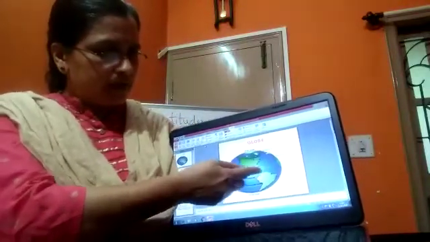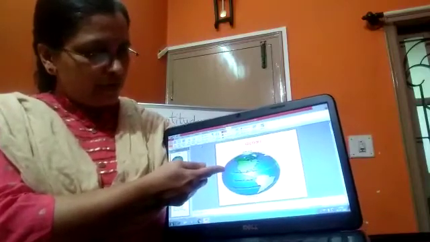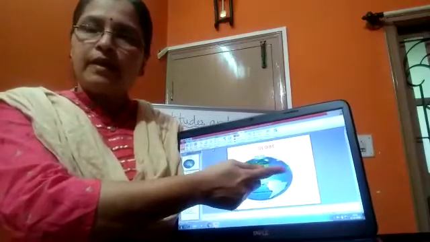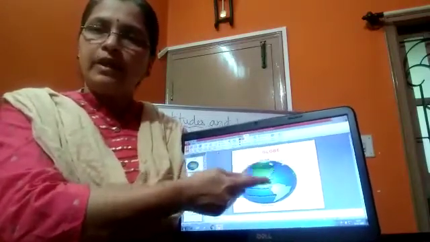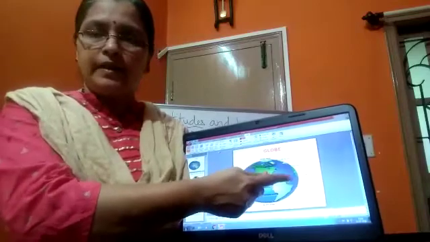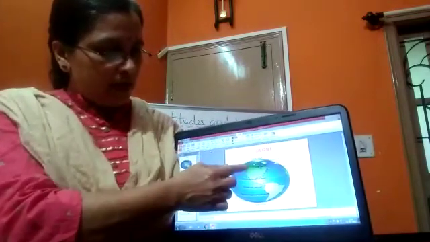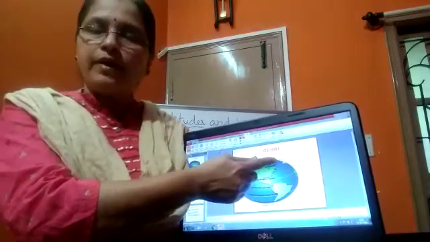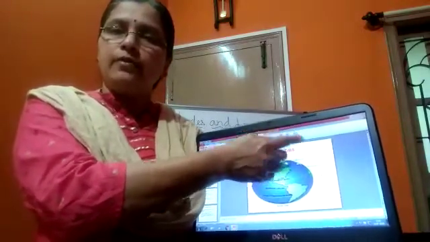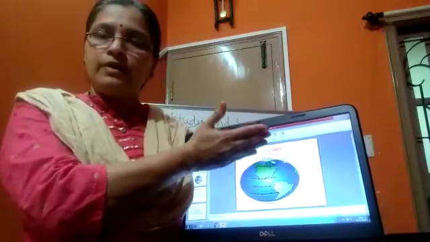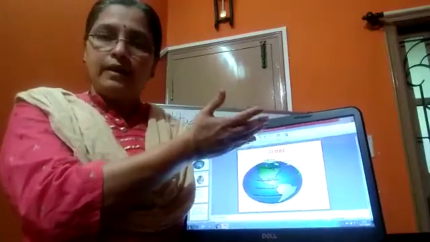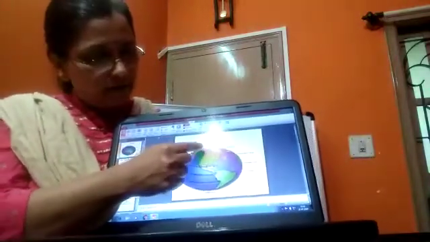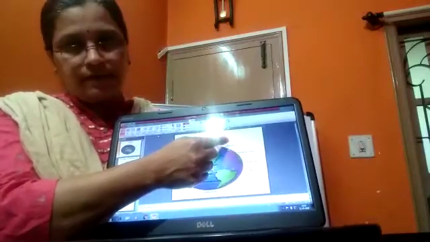Now this is the 0 degree latitude, and to the north we have the Tropic of Cancer, which is 23.5 degree to the north, and the Arctic Circle, that is 66.5 degree to the north. These are the two latitudes to the north of the equator.